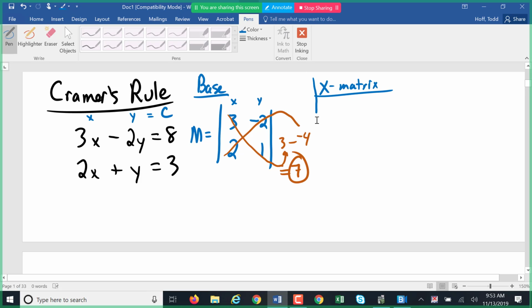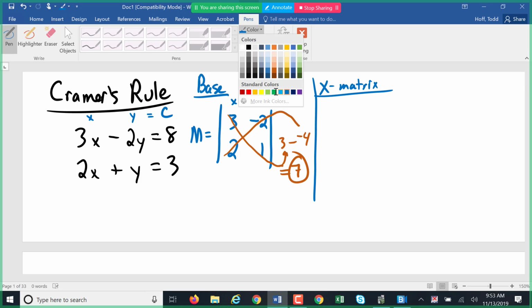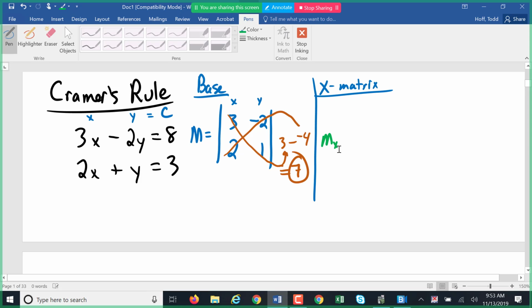Cramer also created an X matrix. The X matrix was labeled MX, M with a little x subscript. And in the X matrix, Cramer actually excludes the X column, replaces the X column of coefficients with the constants, and then the Y's are still the second column. So the constants here are the 8 and the 3, so that becomes our first column, 8 and 3. The Y coefficients are still -2 and 1.